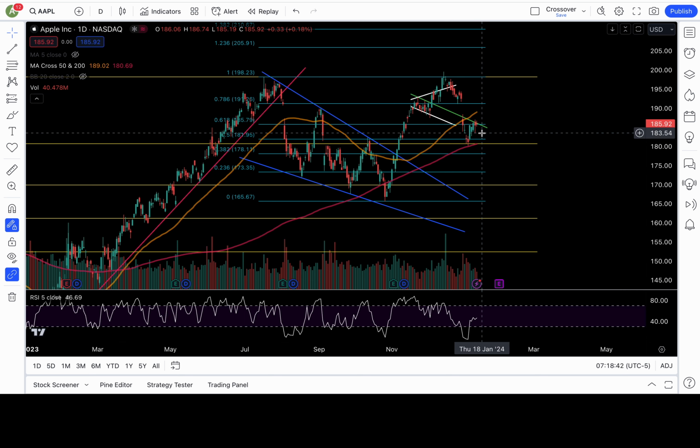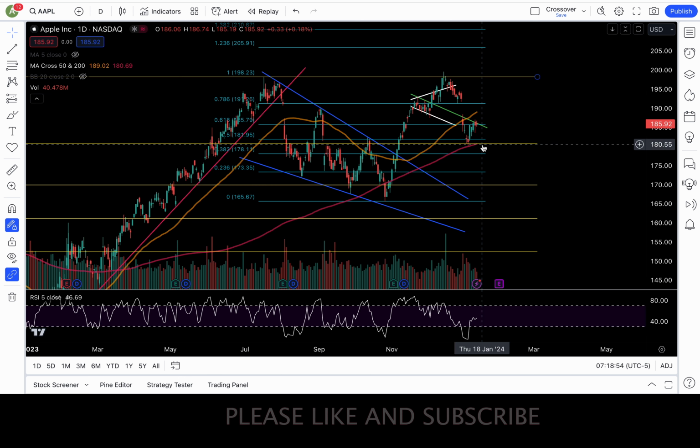Critical support: I have support at 185.7, but the critical one is at 183.5. If 183.5 fails, bearish, we'd likely drop down to 181-ish. That's around where the 200 daily moving average is. And below 181, I'll definitely be bearish. There's no bull market that is below the 200 daily moving average, guys.